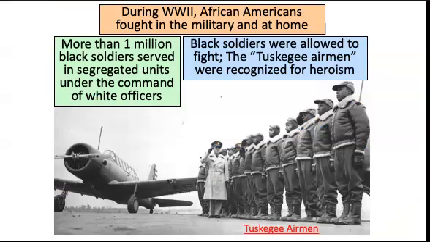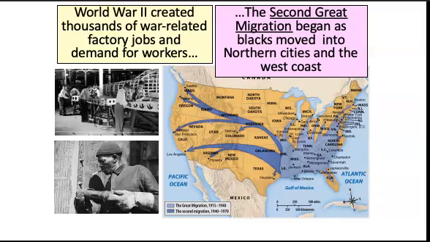Now, during World War II, African Americans fought in the military and at home. 1 million young African American men left home to serve in the armed forces, and whether as soldiers or civilians, all faced continued discrimination and segregation, such as the black soldiers that were allowed to fight as Tuskegee Airmen. They were later recognized for their heroism during the war. World War II also created thousands of war-related factory jobs, as well as a demand for workers. And the Second Great Migration began as blacks moved to northern cities and especially to the West Coast.